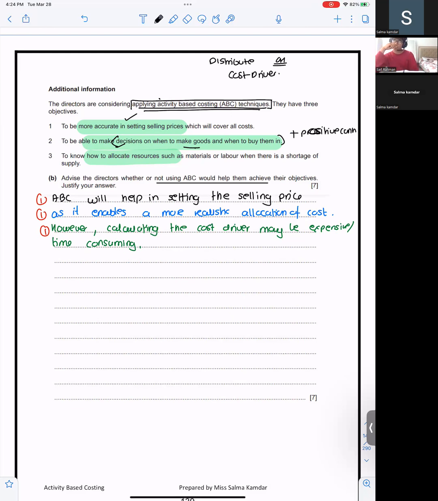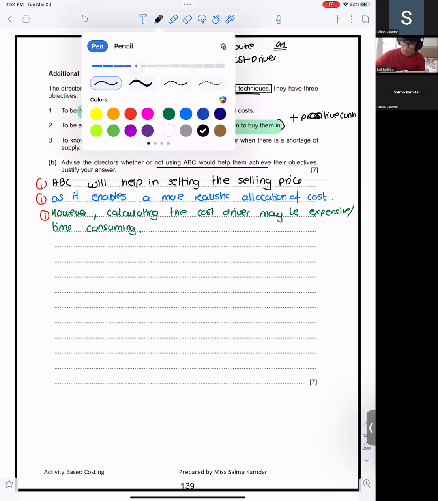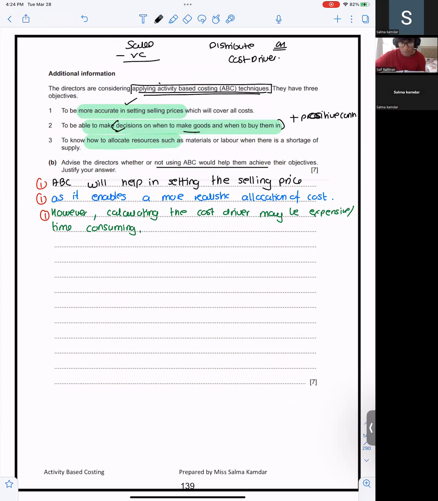Contribution, how do you get? Contribution is sales minus variable cost. So does ABC play any role in deciding the contribution? No, right? So ABC is not going to help in make or buy decision. Can I write that? Yeah. So for my second objective, ABC will not help in make or buy decision.